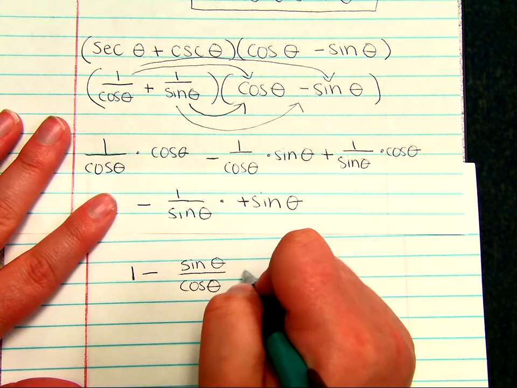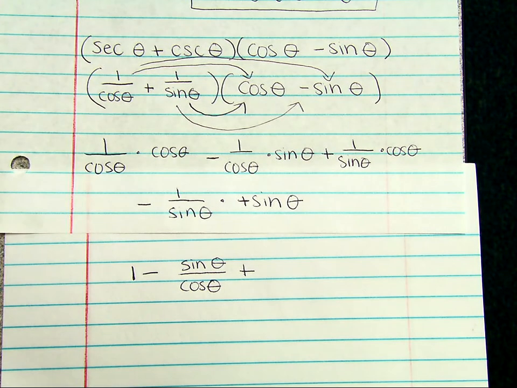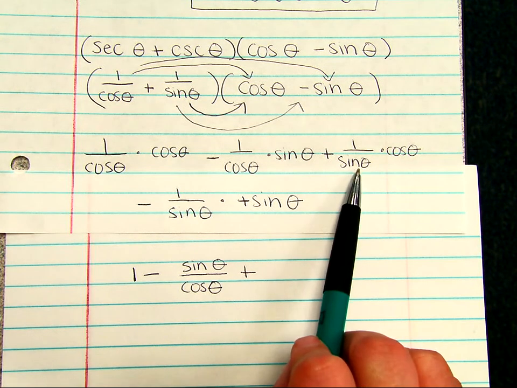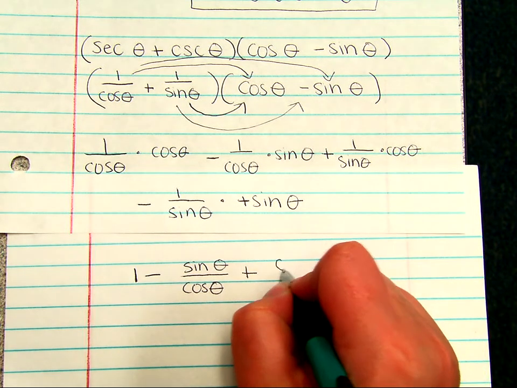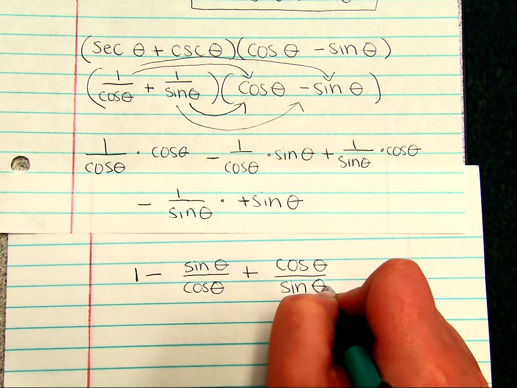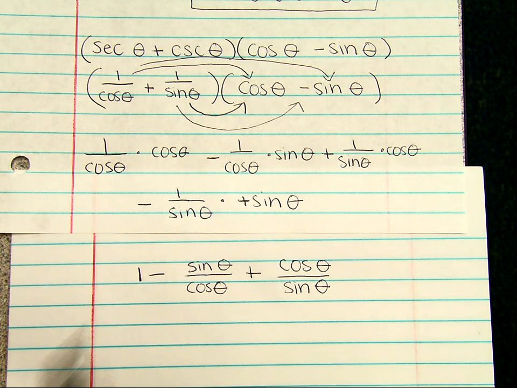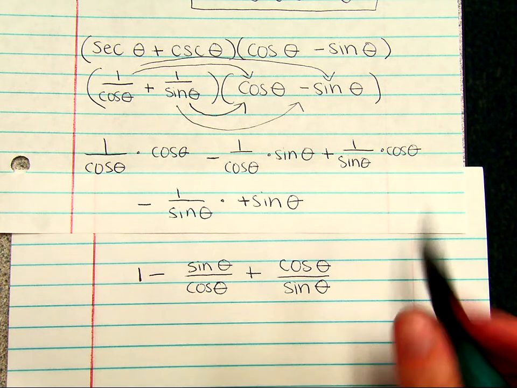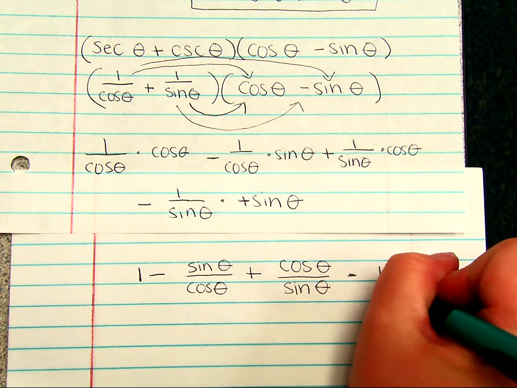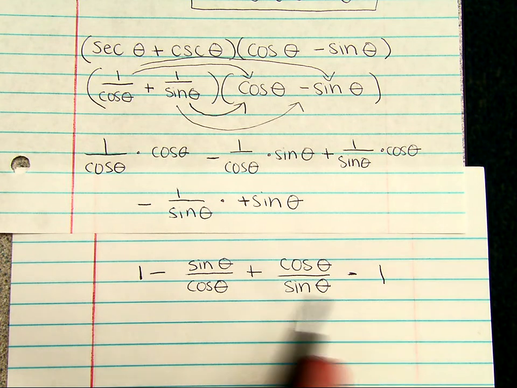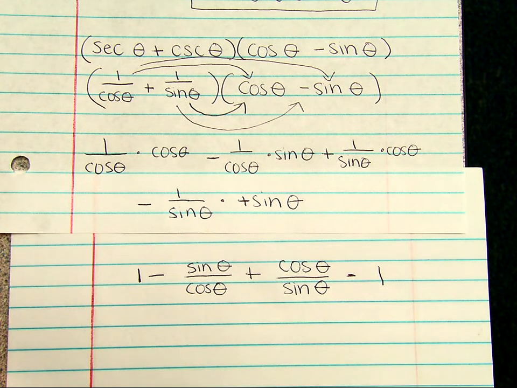Plus here we've got cosine theta over sine theta. Okay. And then we've got 1 over sine theta times positive sine theta, so that's going to be minus 1. So I've got a positive 1 here, and a minus 1. So those are going to cancel.